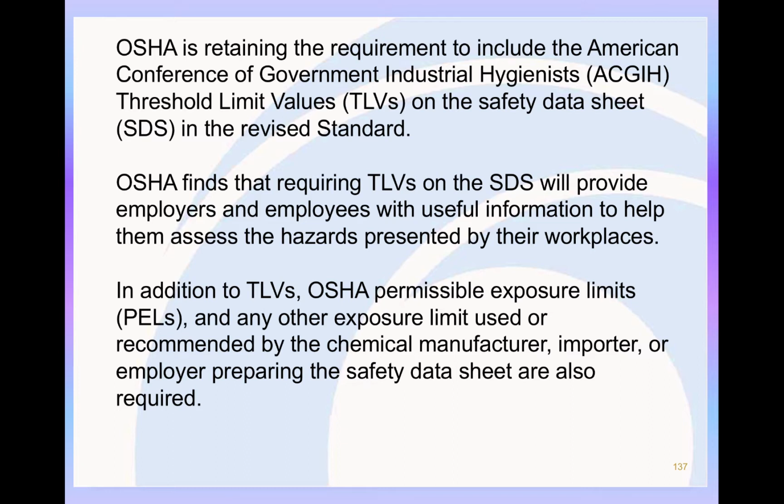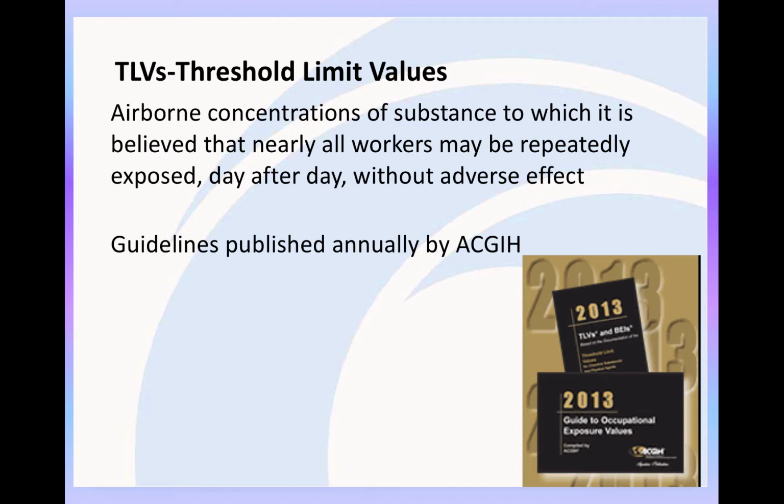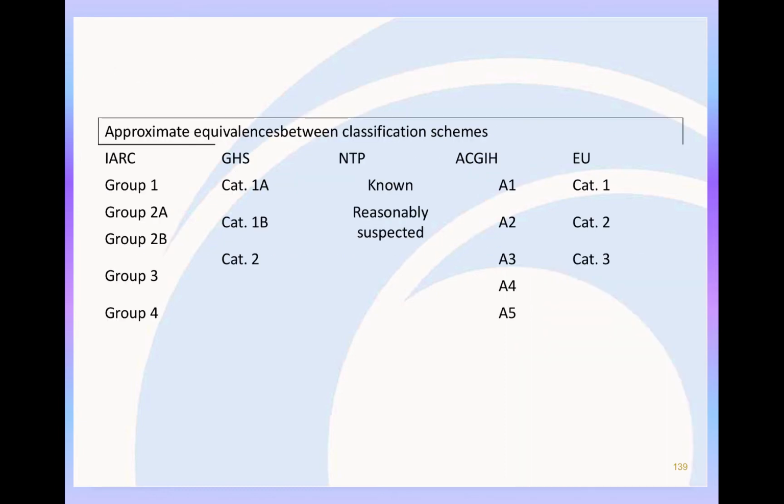In addition to TLVs, OSHA permissible exposure limits, PELs, and any other exposure limit used or recommended by the chemical manufacturer, importer, or employer preparing the safety data sheets are also required. TLVs are threshold limit values. They're the airborne concentration of a substance to which it is believed that nearly all workers may be repeatedly exposed day after day without adverse effect. The guidelines are published annually by the Association of Industrial Hygienists. So there's some approximate equivalence between classification schemes. This is a neat chart to take a look back at. Okay, it will tell you what one is equal to another.